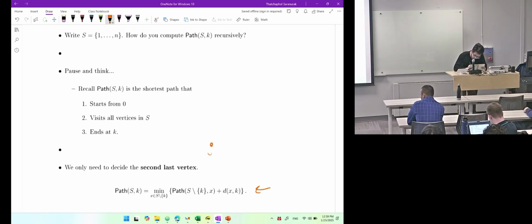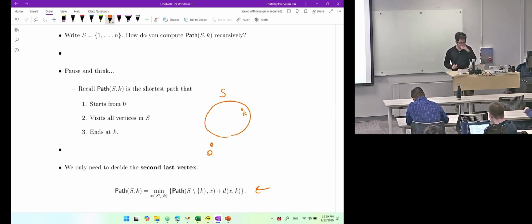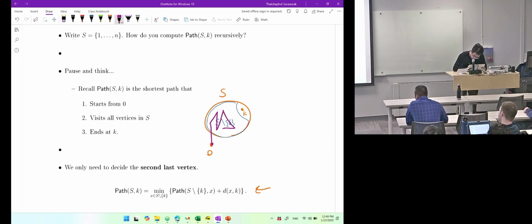You have 0, you have S, and you know that you need to end at K, right? So let's say that this is the set S minus K. The solution should look like it starts from 0, visits everyone here, and goes to K. You don't know which guy this is, but it must be some guy X. So what you can do is take the best guy X, visit everyone, and end at X.